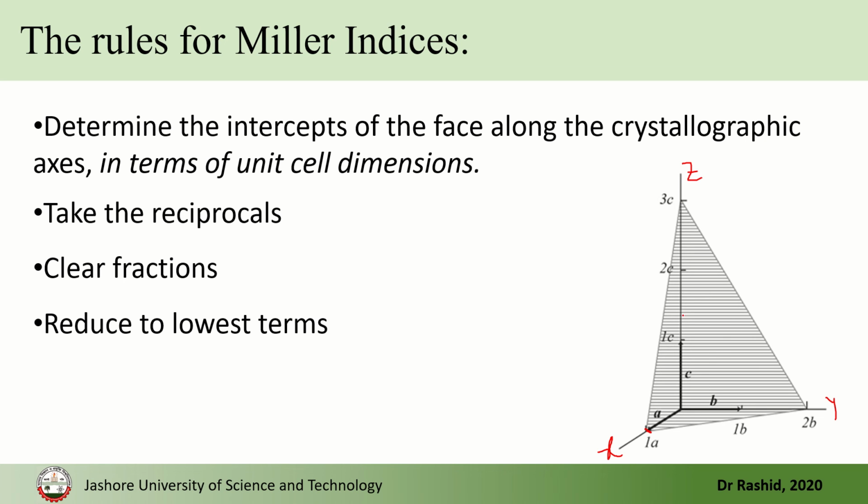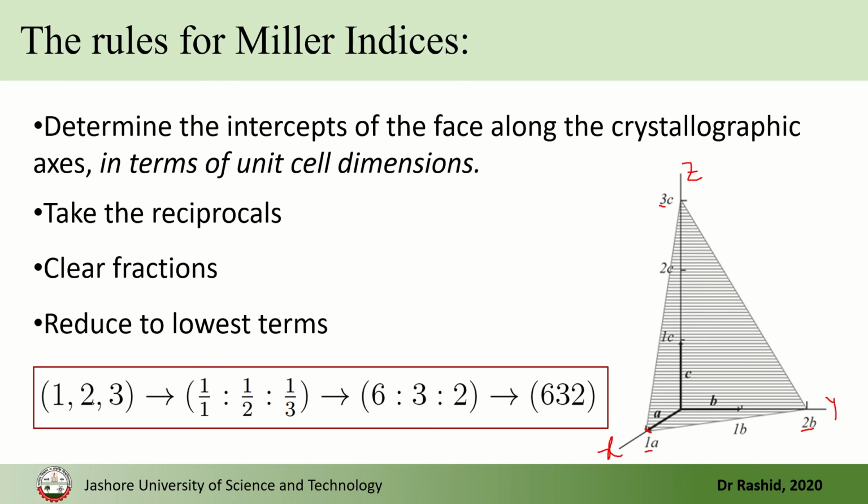What we do, we don't take these vectors A, B, C, we take the number. So, we take 1, from here 2, from here 3. And we take the reciprocal of this. So, we take 1, 2, 3, and the reciprocal of this. Then we reduce them to the lowest terms. This becomes 6, 3, 2. And finally, we write it this way: 6, 3, 2. So, this plane is 6, 3, 2.